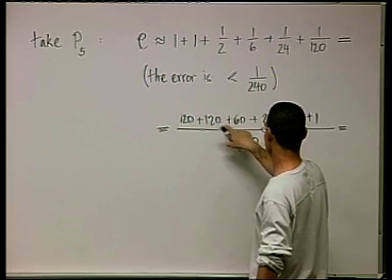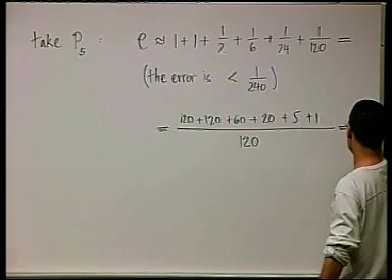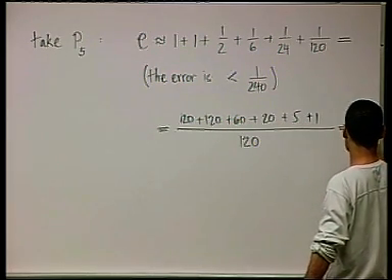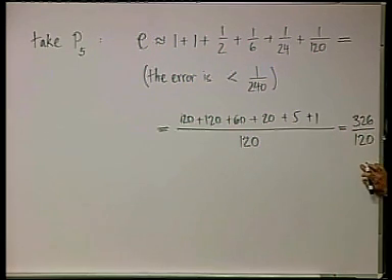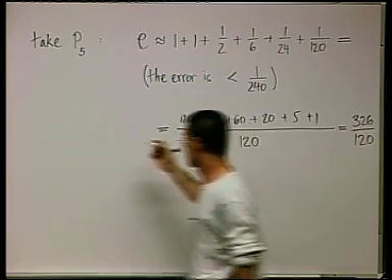So we have 240, 326 over 120. That's even clearer. And if we want it in decimal form, what do we do? Don't say plug it into the calculator. We divide. Do you know how to do long division? Let's do it.